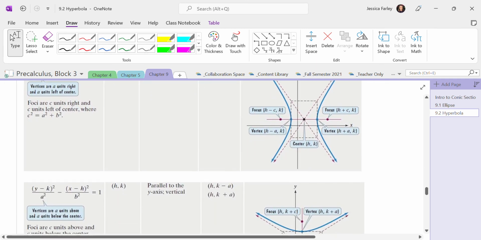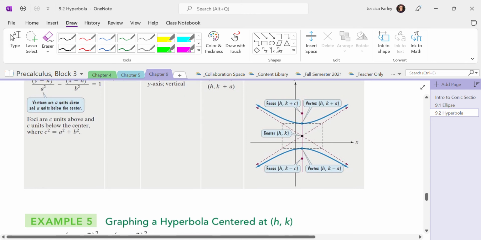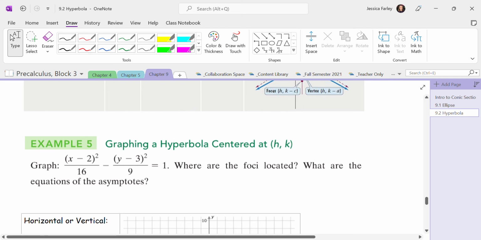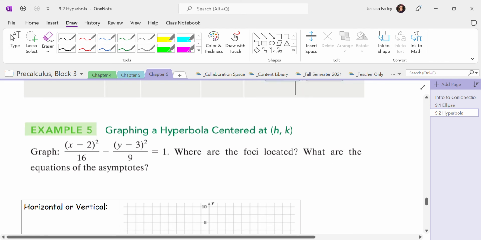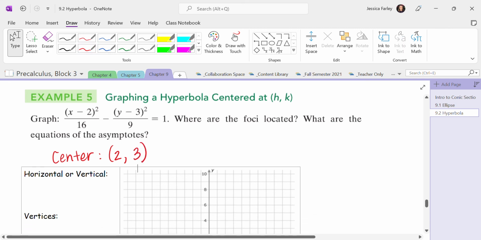The center is (h, k). It's going to be the same idea as we've done before. You look at the parentheses and you take the opposite sign, and that will show you the center. So you see that your center is +2 on the X and +3 on the Y. It's the opposite of what you see in the parentheses, the opposite sign. Everything else applies just the same.